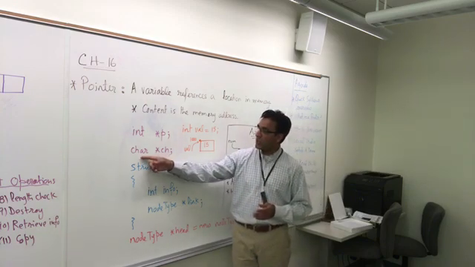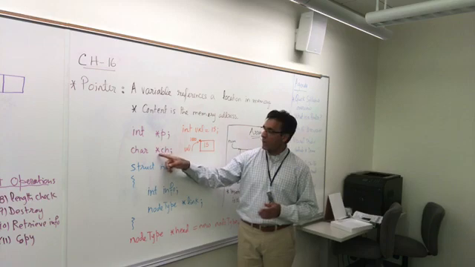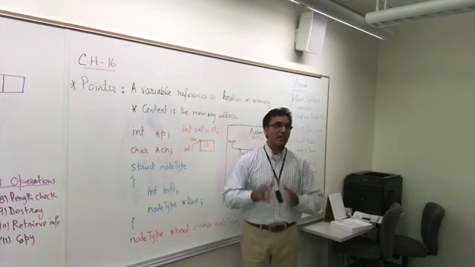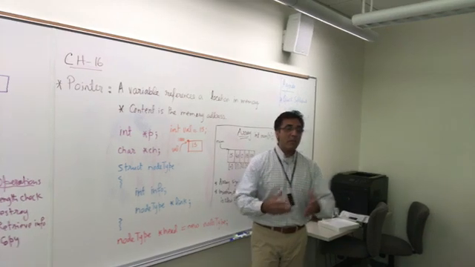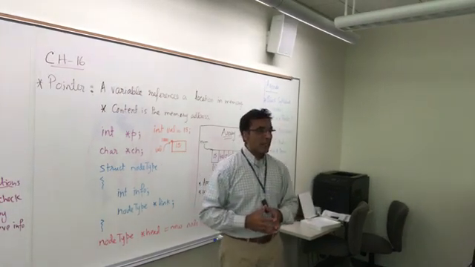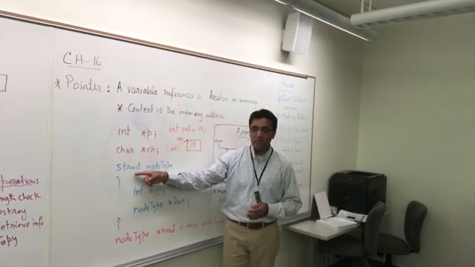Here's another pointer, char asterisk ch. This is the name of my pointer variable. And I know it's a pointer because of this particular special symbol, the asterisk. And it can point towards character data, just one character at a time. Or I can actually create a much more complex data set. In this case, I can create a data structure with the keyword struct.